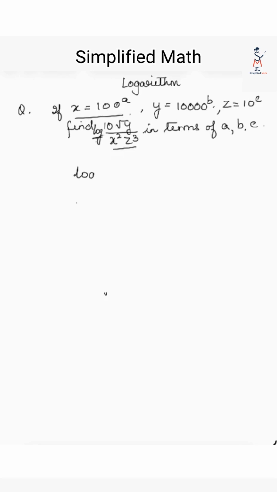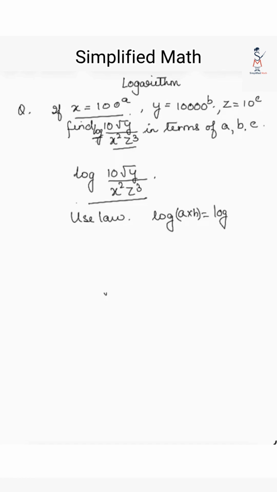So we know what we have with us. We have 10 root y by x square z cube. We have to express this in terms of a, b, c. So first we will expand this using the law. What is the law? The law is log a into b is log a plus log b, and log a by b is log a minus log b. So we will use this over here.